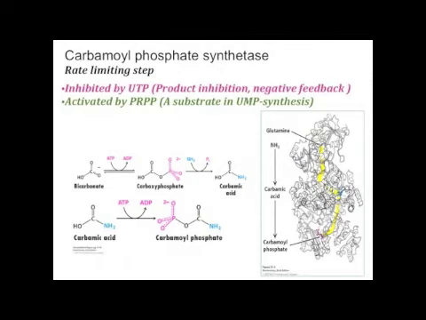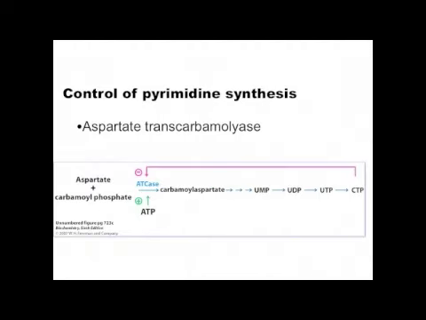This enzyme is activated by PRPP, which is one of the substrates in UMP synthesis. Aspartate transcarbamylase is negatively regulated by its product, CTP, and it is positively regulated by ATP, which is a purine. Now this makes sense. CTP will negatively feed back on this pathway to ensure that too many pyrimidines are not made, whereas ATP will increase the activity of aspartate transcarbamylase to ensure that when there are too many purines around and not enough pyrimidines, more pyrimidines are made.